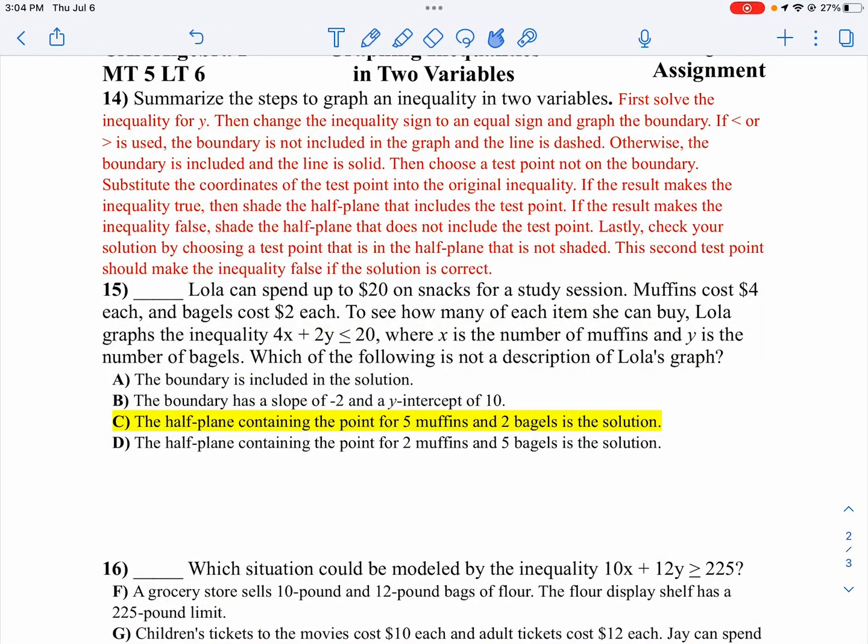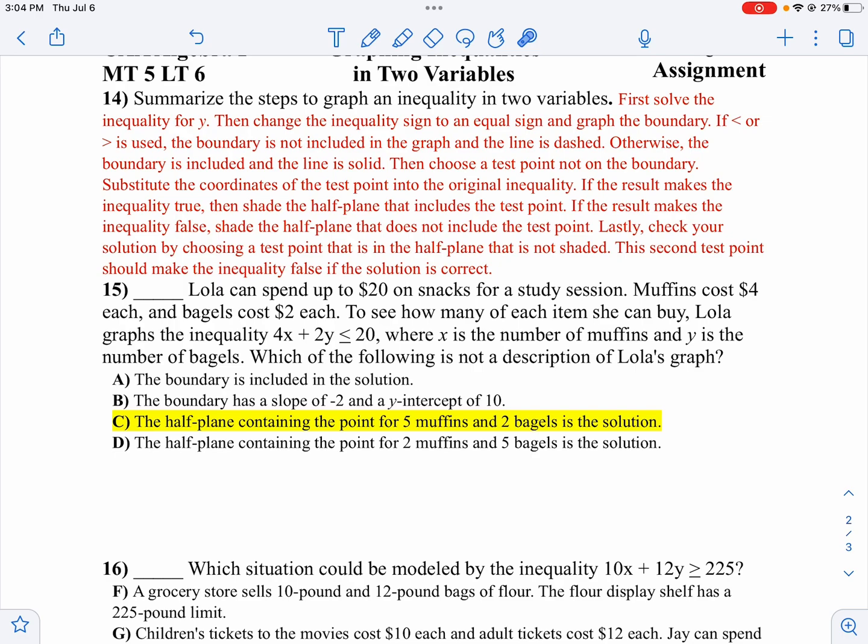On number 14, we're going to put in words what we just did. That is, first solve the inequality for y, then decide if my boundary line is going to be a dashed line or a solid line. Dashed line if it's less than or greater than, solid line if it isn't. Then I'll plot my line, and I'll pick a point not on my boundary line to check it. And then I'll shade if it's true, and I won't shade if it's false.